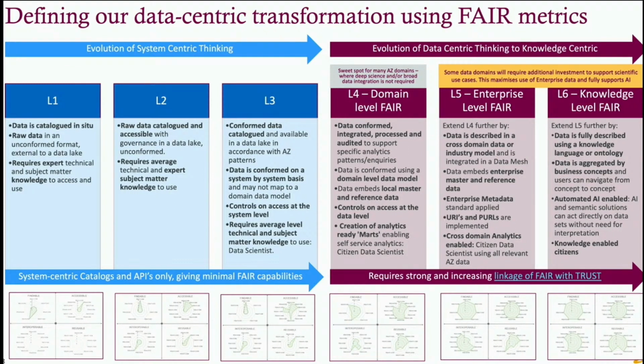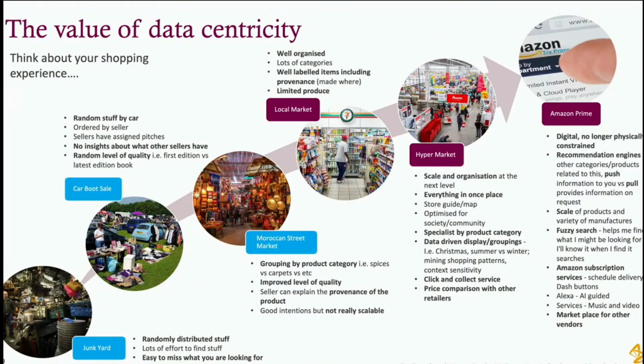Now, I'm not going to talk through this slide. What I'm going to do is talk about these degrees of fairness in terms of a shopping experience. So, the lowest level of FAIR: I am going shopping, and I go to a junk shop and I'm looking for shoes, footwear. And everything's random, there's no organisation whatsoever, there's no sense of provenance.